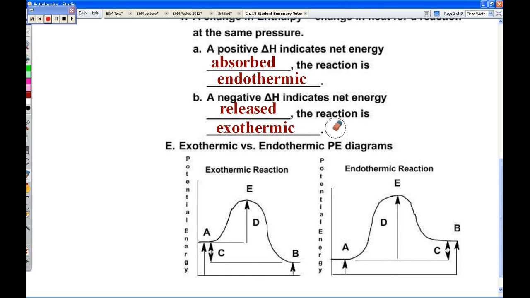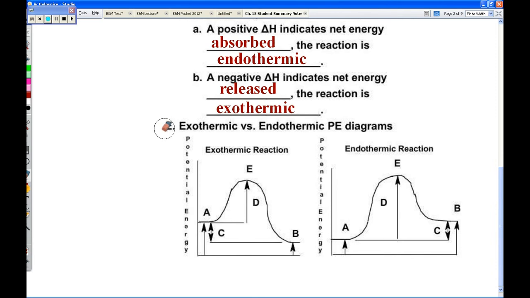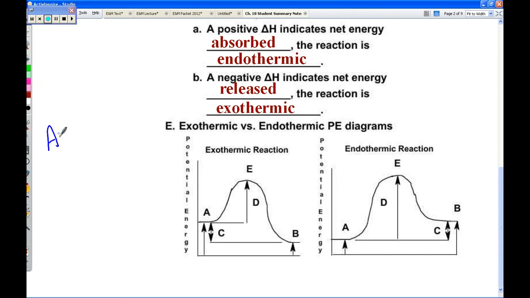Okay, so here is our potential energy diagram. And we're going to label all of these things. So, A right here is the energy of the reactants.